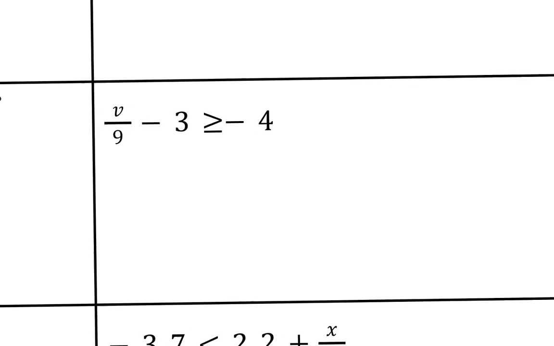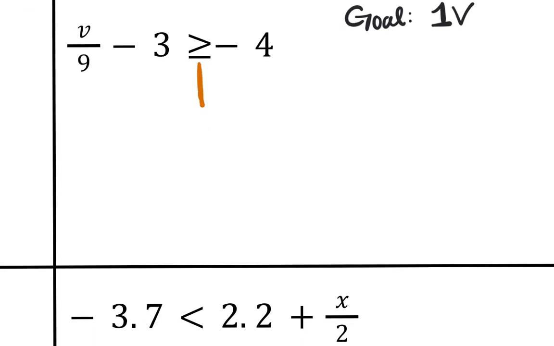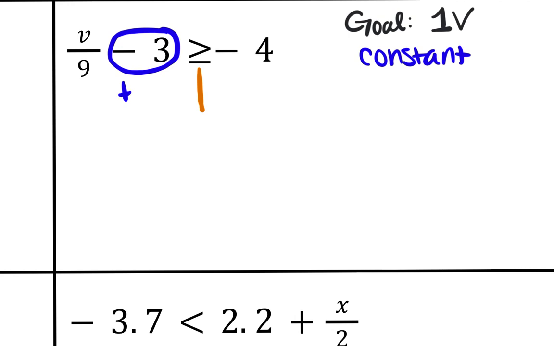All right, this one, v divided by 9 minus 3 is greater than or equal to -4. I'm going to draw a line underneath my symbol to separate the side with the variable and the side without. My goal is to find a +1v. We start by undoing the constant. So I'm going to circle my constant. It's a -3. The opposite of -3 is +3. What I do on the side of the variable, I have to do on the other side.